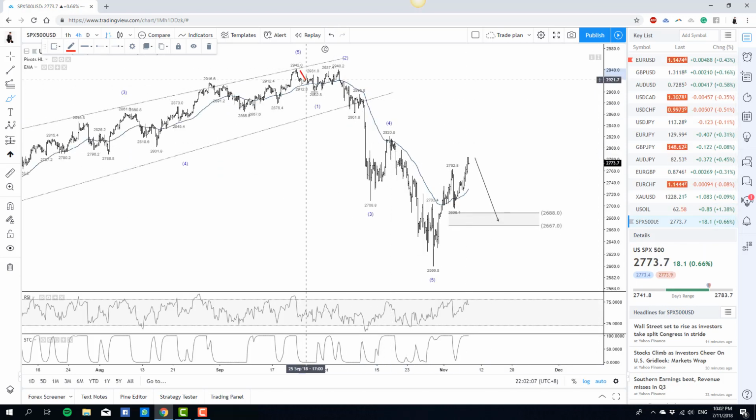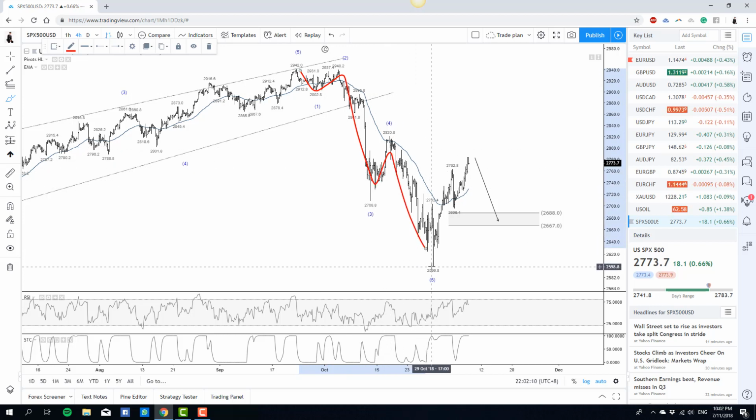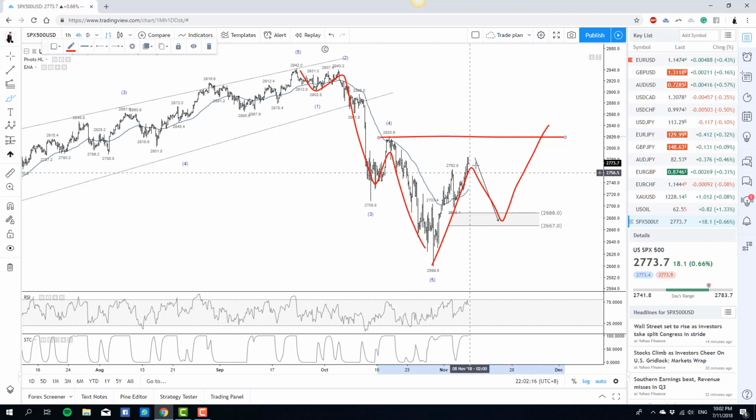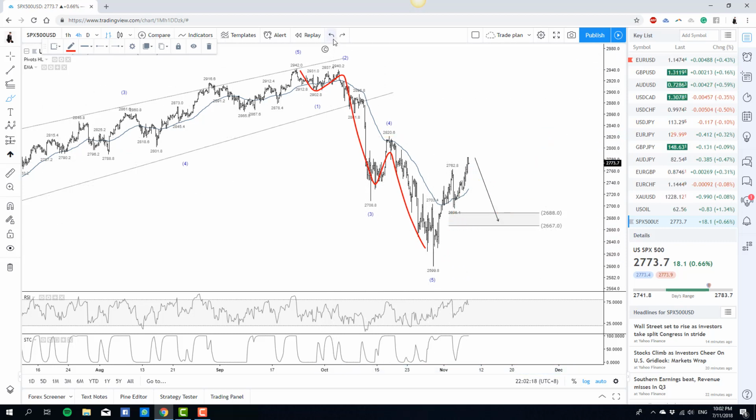The last one is the S&P. The last time we looked at it was 1, 2, 3, 4, 5. We say that after a 5 wave, expect a 3 wave to the upside, potentially towards this region. It has given us our first move to the upside. So moving forward, we do expect a corrective move down towards 2688, 2667.